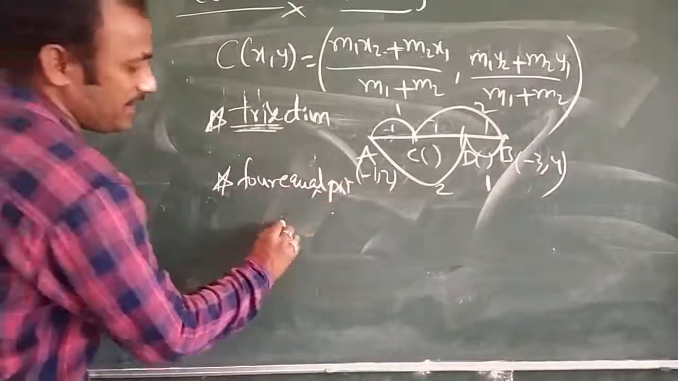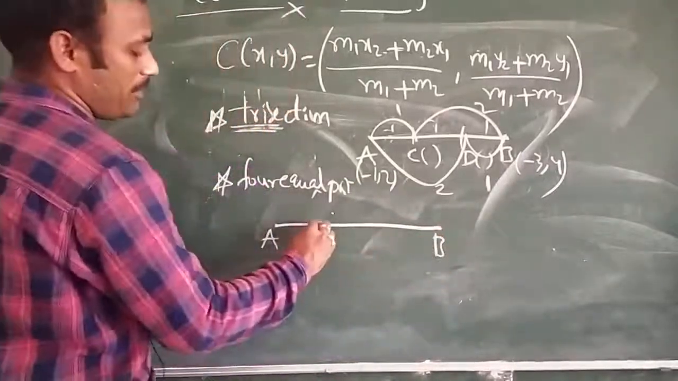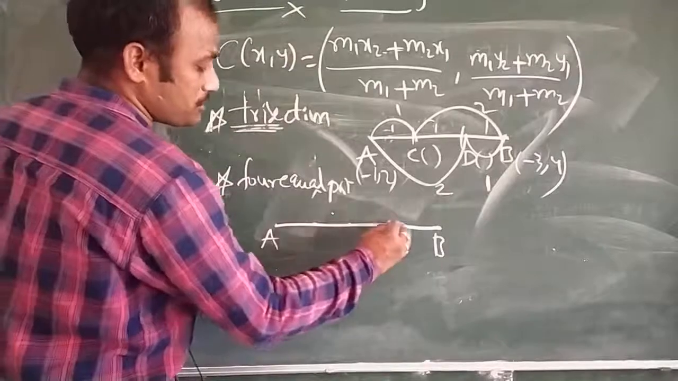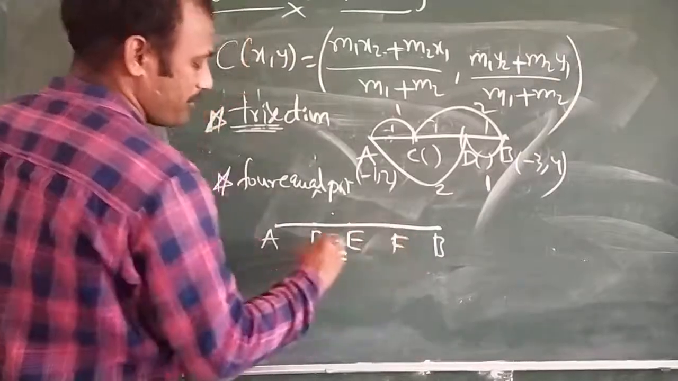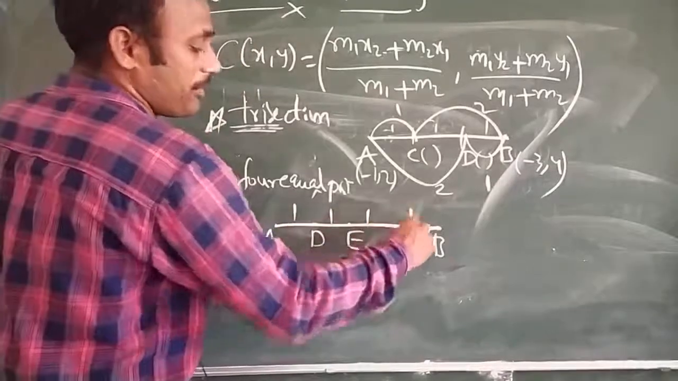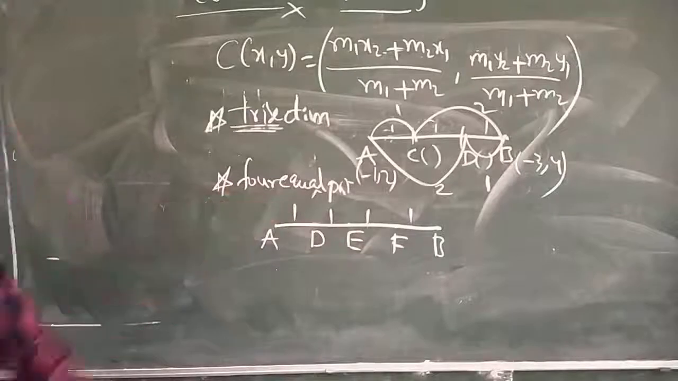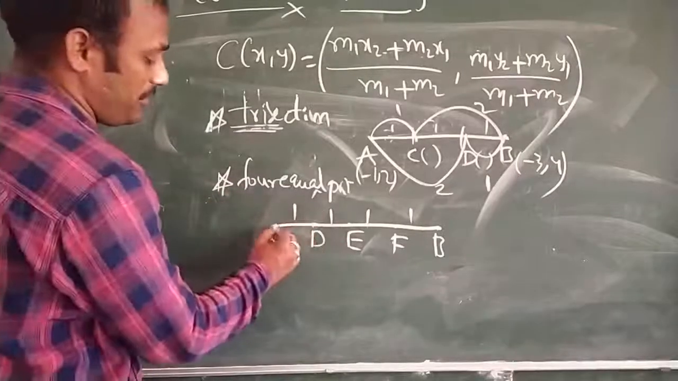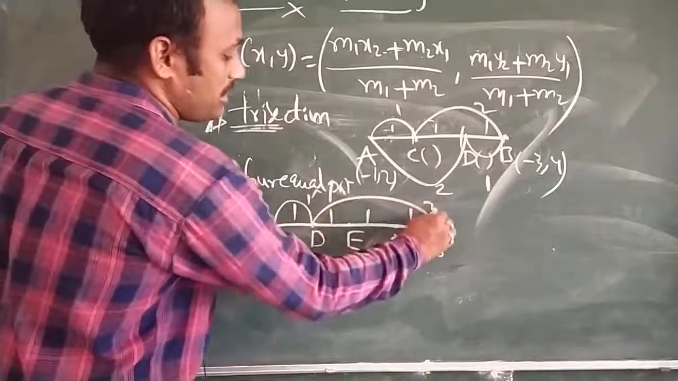4 equal parts means the same line segment A, B. How many parts do we have to divide here? 4. 1, 2, 3. See here D, E, F. 1 part, 2 parts, 3 parts and 4 parts. We have divided into 4 parts. If it is 5 parts also we can divide like this, and 6 parts also we can divide. So what ratio? If I want D, from A to D how many units are there? 1. From D to B, how many units are there? 3.